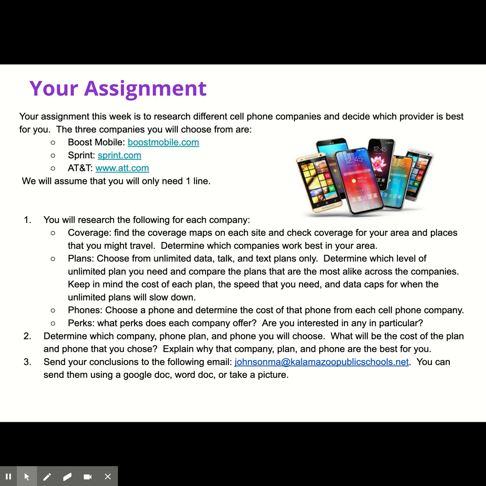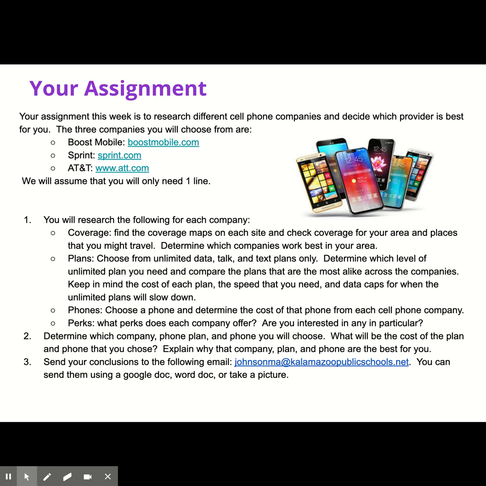You're then going to take a look at the plans. You're just going to choose from unlimited data, talk, and text plans, but I want you to determine which level of unlimited plan you need and compare the plans that are most alike across the companies. Keep in mind the cost of each plan, the speed you need, and the data caps for when the unlimited plans will slow down. Then I want you to take a look at the phones and choose a phone and determine the cost of that phone for each cell phone company.